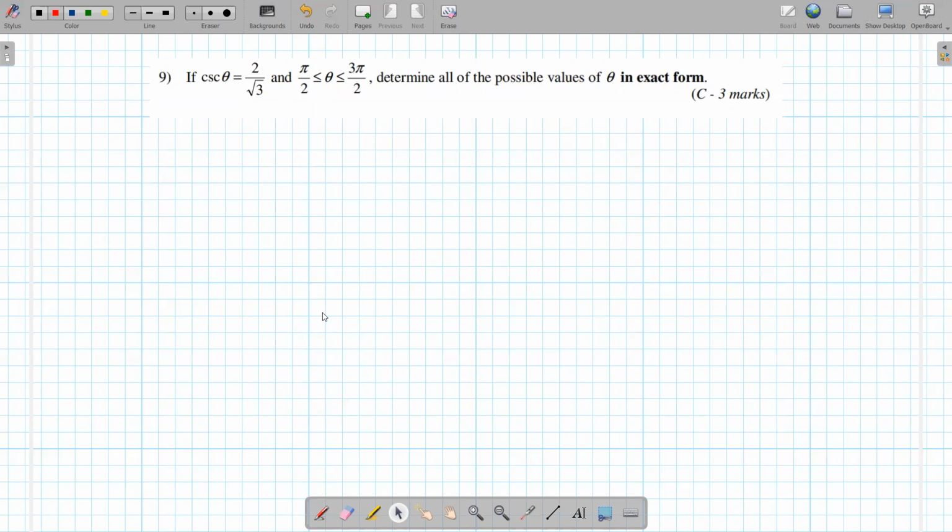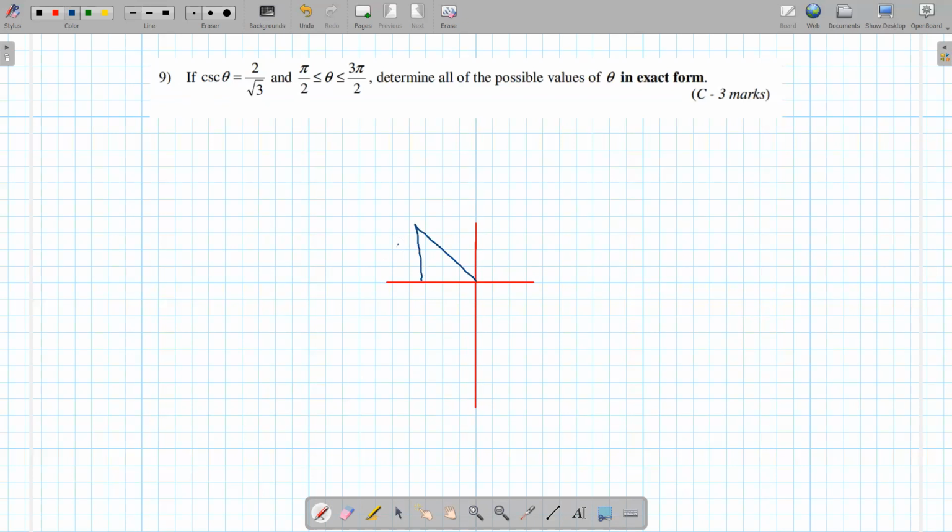All right, identify which quadrant this ratio must be in. They've given you a restriction, yeah? They're saying it's between 90 to 270, pi over 2 to 3 pi over 2. That means our angle is in either quadrant 2 or quadrant 3. Which one is it in though? Cosecant is positive, so which one must it be? Quadrant 2.